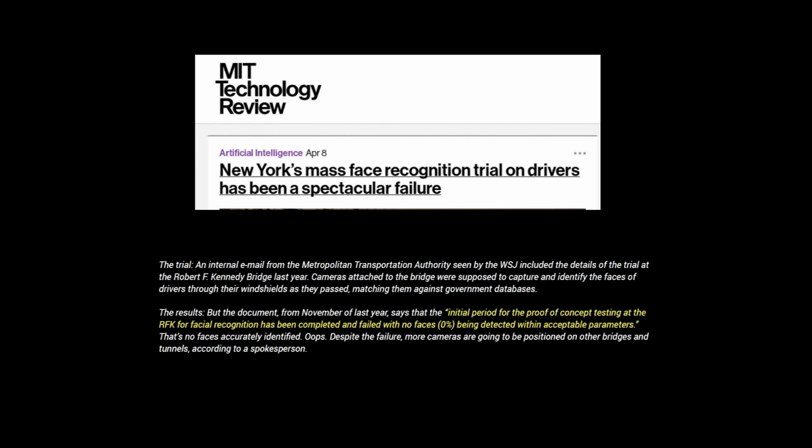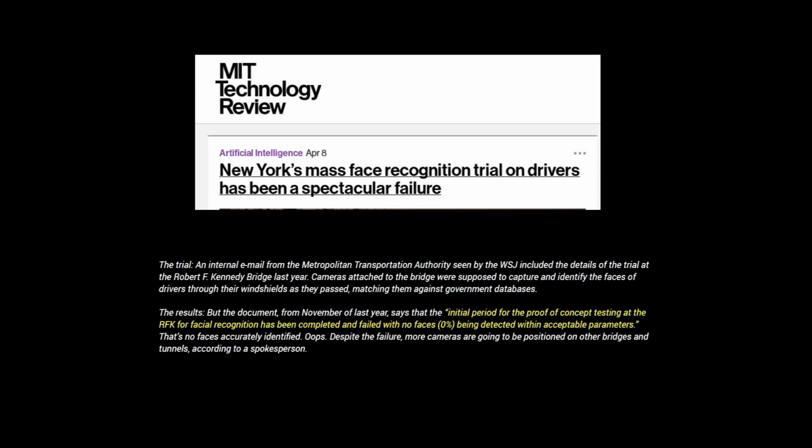Facial recognition gets in the news a lot. Facial recognition, we see it all the time on Facebook and all of these other venues. But the problem is that when we roll it out into the field, as we did in, not we, but as the MTA did in New York, they decided to use facial recognition to identify people at RFK. And as you can see in yellow, it says the initial period for proof of concept testing at RFK for facial recognition has been completed and failed with 0% faces being detected within acceptable parameters. It's pretty hard to fail a test more than getting everything wrong.